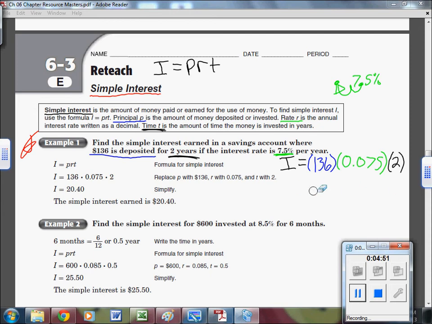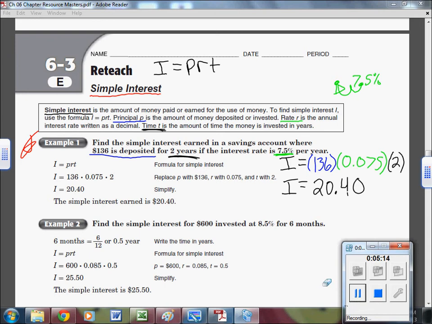All you gotta do is with your calculator multiply all of this together. And when you multiply all that together, you'll find out how much interest you earn. And so if you multiply those together, you're gonna get 20.4, but since we're talking money, that's $20.40. So that means the amount of simple interest that you have earned for yourself is $20.40 in this example.